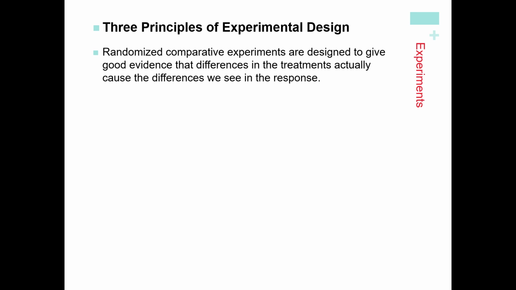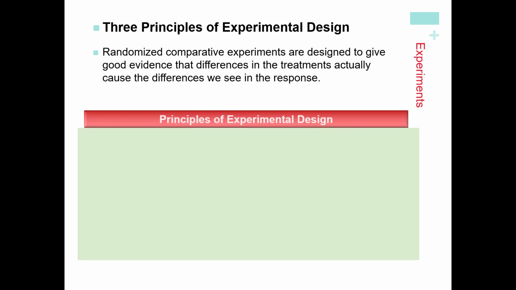Okay, let's talk about 3 principles of experimental design. So the goal here for a randomized comparative experiment is it's supposed to give good evidence that the differences in the treatments actually cause the differences we see in the response. Remember that one of the major reasons we do experiments is to see causality. So to pull this off, we need to follow some principles of experimental design.